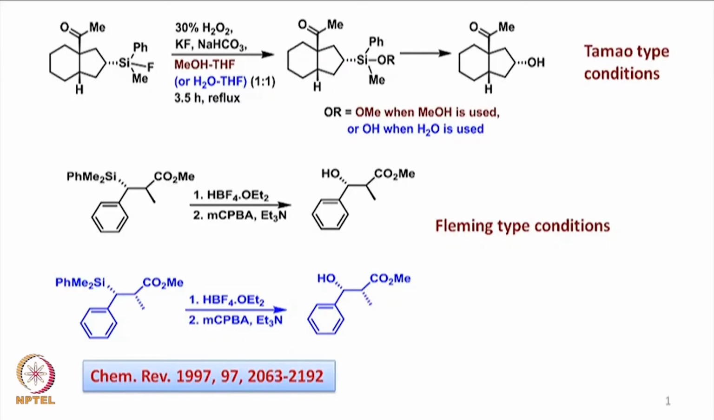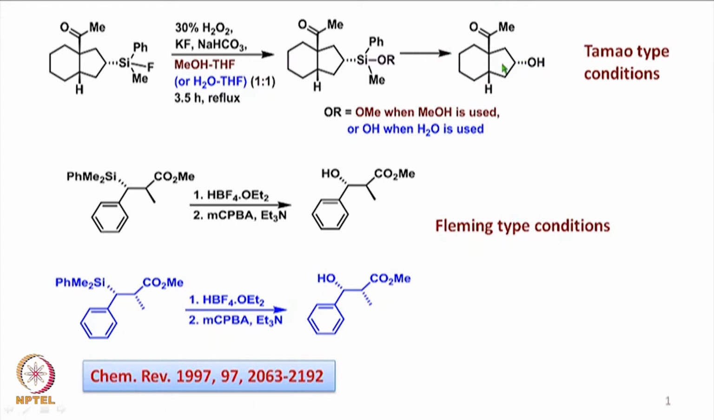So if we start with a substrate of this kind here, for example, where the carbon silicon bond has a well defined stereochemistry, that is alpha orientation here, with of course fluoride attached to the silicon, and under Tamao conditions which utilize 30% hydrogen peroxide, potassium fluoride under basic conditions and methanol or water as a solvent along with THF, then one directly gets the hydroxy compound with the retention of stereochemistry like this.